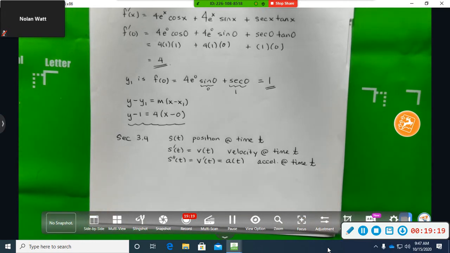A positive velocity means the object is advancing, or going up if we're throwing an object in the air. A negative velocity means the object is retreating or falling down. Acceleration positive means it's speeding up. Acceleration negative is it's decelerating, slowing down. And then speaking of speed, speed is the absolute value of the velocity.